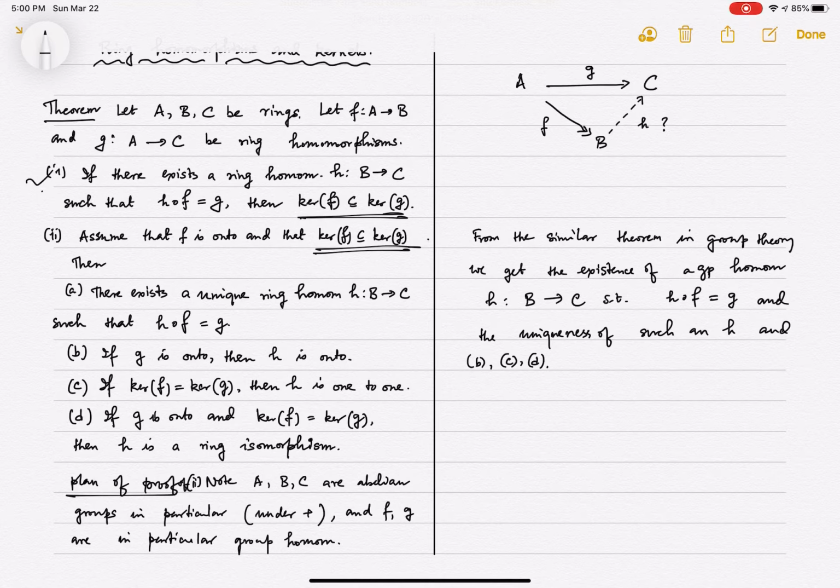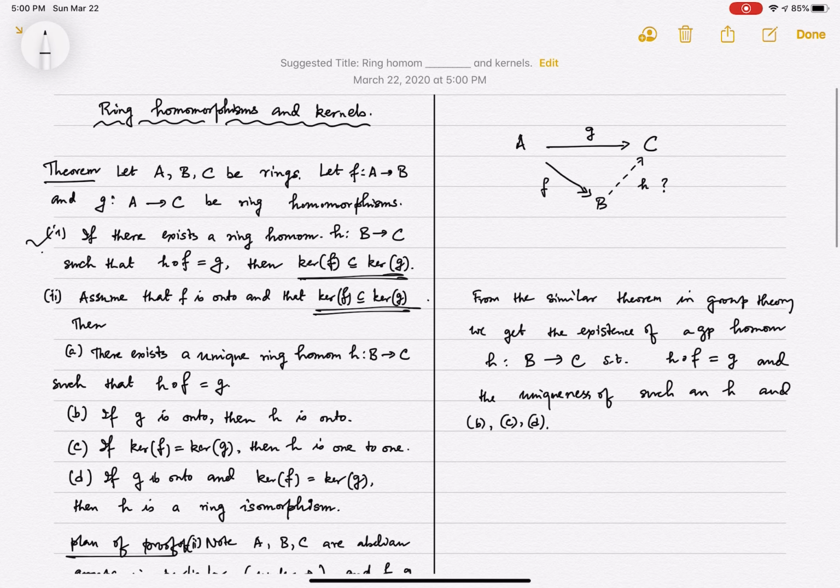So what is left? What is left is to show that H is a ring homomorphism, that this H not just preserves addition, but it preserves multiplication. And to do that, you'll need to recall the construction of H. So let me just remind you the construction of H in this picture.